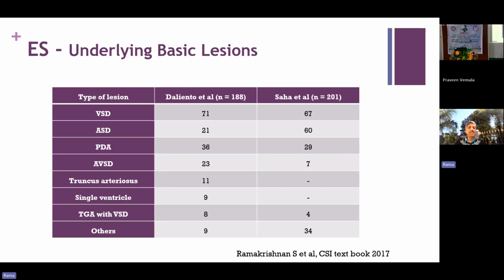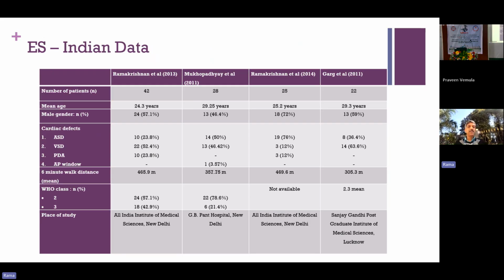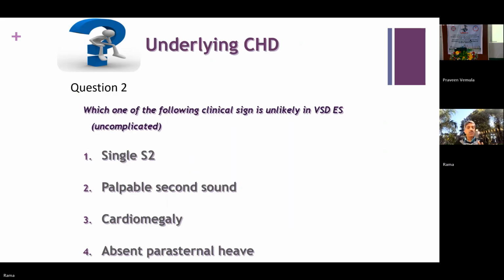So these are the underlying lesions. What are the commonly found underlying lesions? More often than not, it is VSD. Rarely it can be PDA and then ASD. So which of the clinical signs is unlikely in a VSD Eisenmenger syndrome? Single S2, palpable second sound, cardiomegaly, and absent parasternal heave.